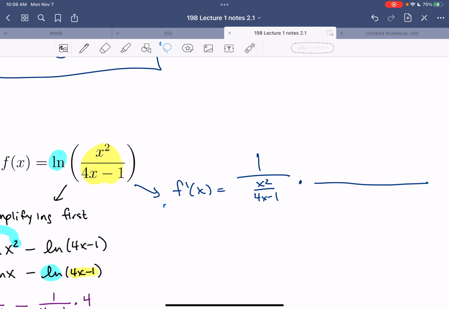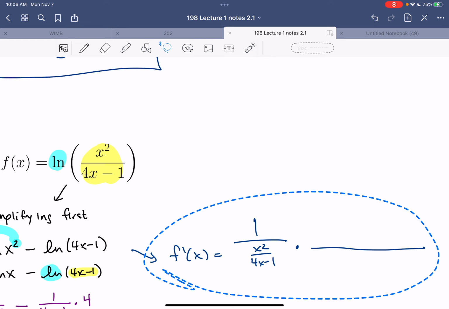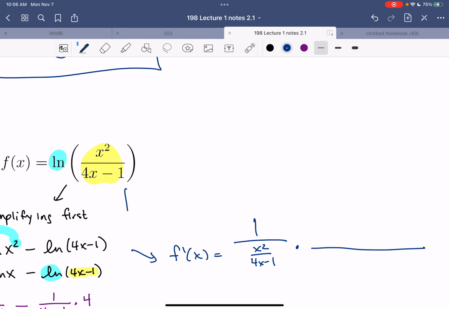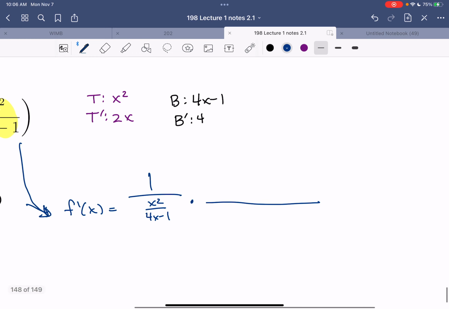So let me move this down a little bit. And we'll get our tops and bottoms up here. So the top is x squared, and its derivative is 2x. The bottom is 4x minus 1, and its derivative is 4. So when we put this together, we get top prime bottom, so 2x times 4x minus 1, minus bottom prime top, which is 4x squared, all over the bottom squared, which is 4x minus 1 squared.